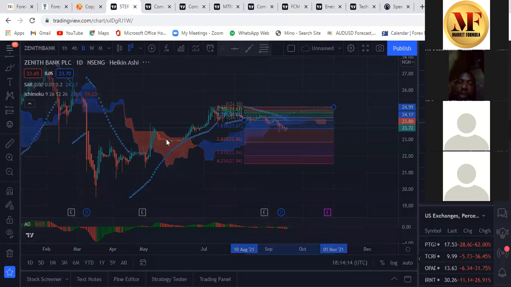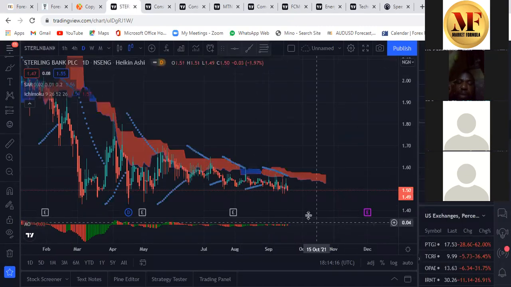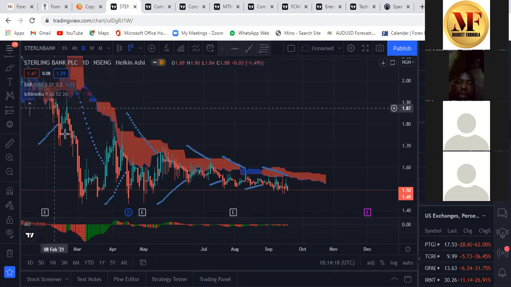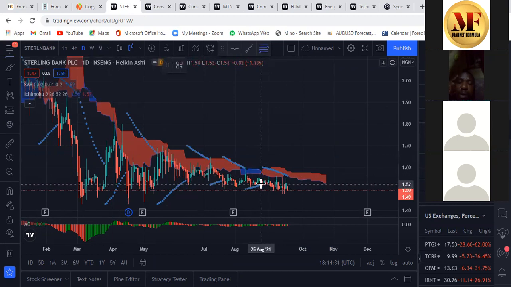Looking at Sterling Bank, downtrend. You see, price has been trading below the cloud. And see what happened here. It struggled below the cloud. So it is a downtrend. What do I expect? How far do I expect it to extend against the trend?